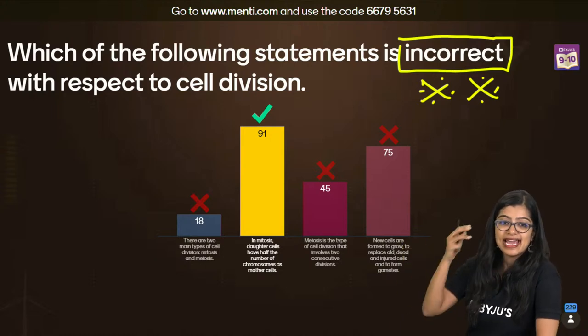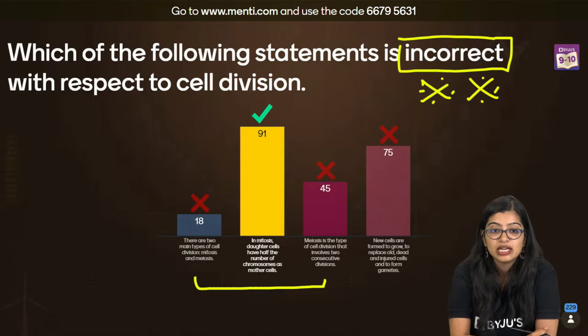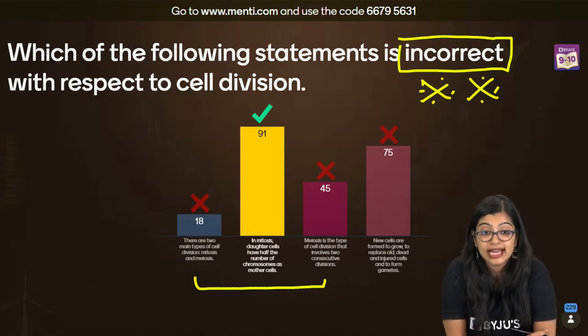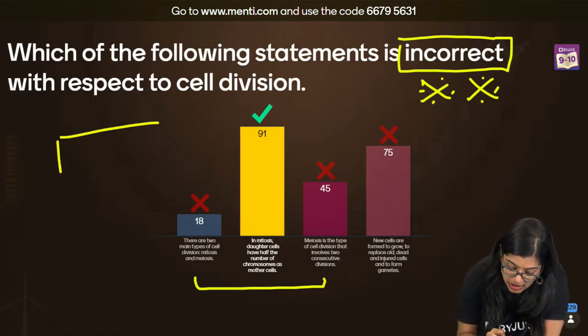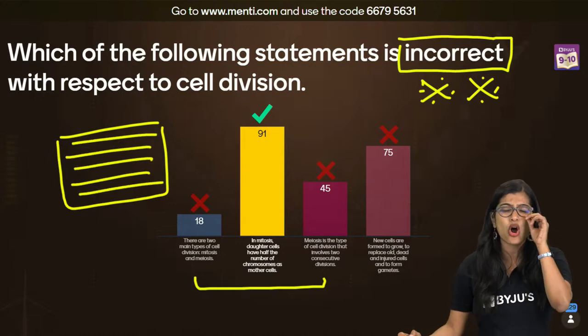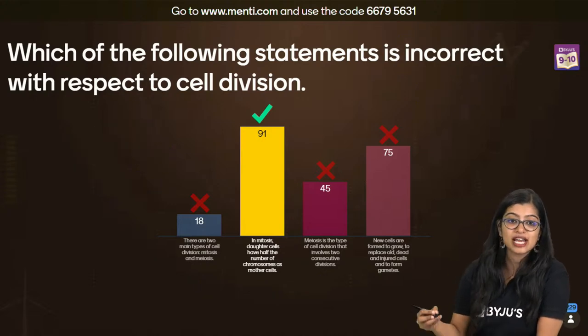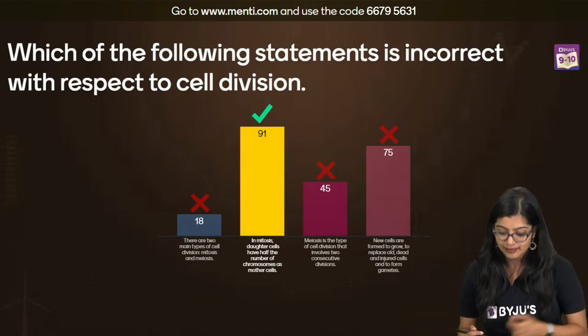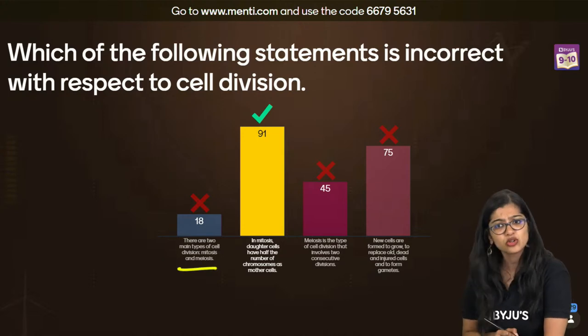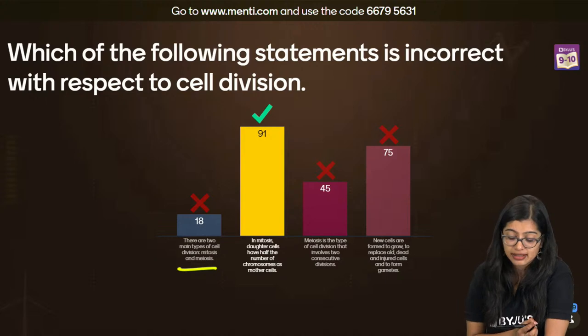See, guys, for those of you who got confused here, I do understand that in your textbook, cell division is one small chapter which will be mentioned for all of you. It's a very small topic. But in this case, none of these concepts are beyond what is asked there. What is the first one? There are two types of division, that is mitosis and meiosis. This statement is correct, right?